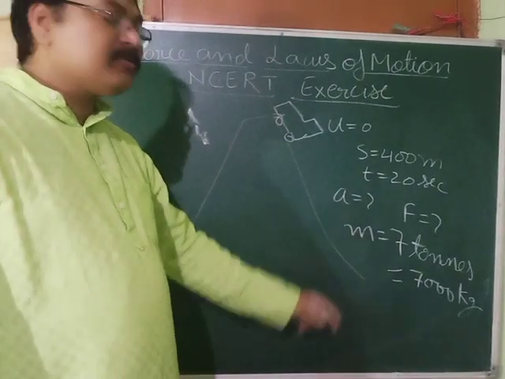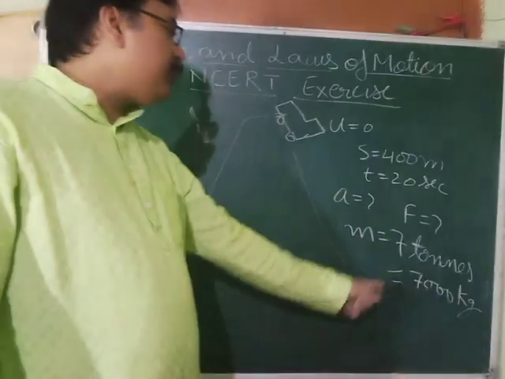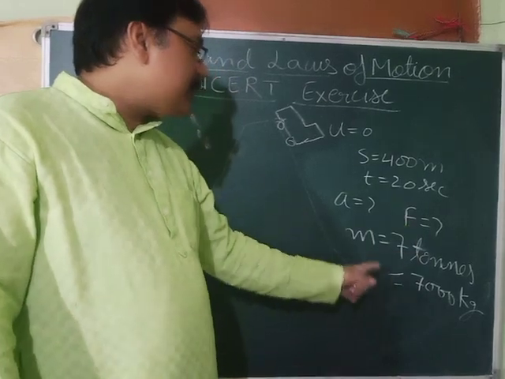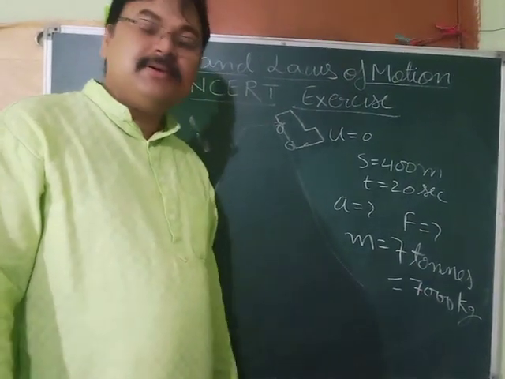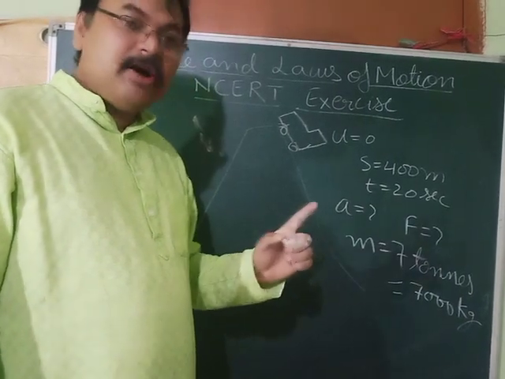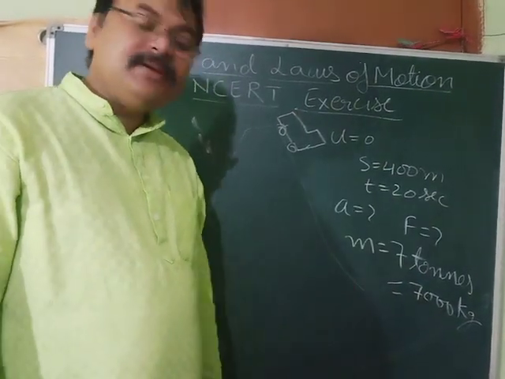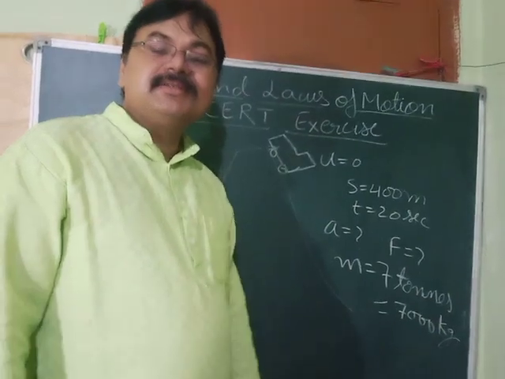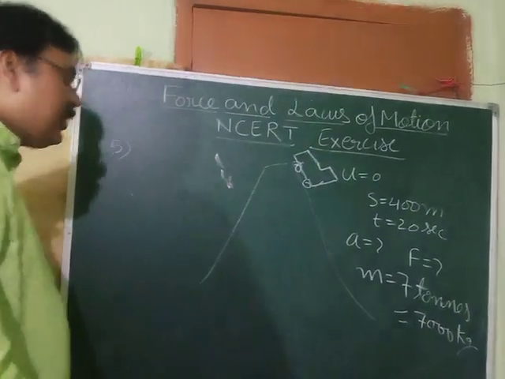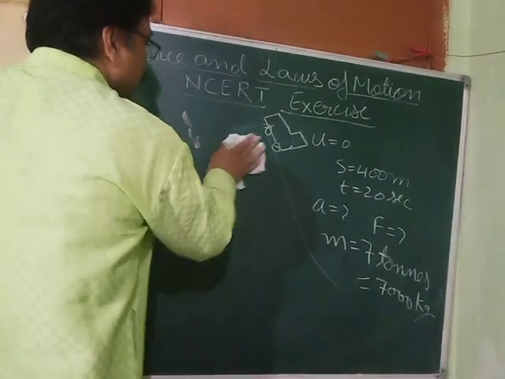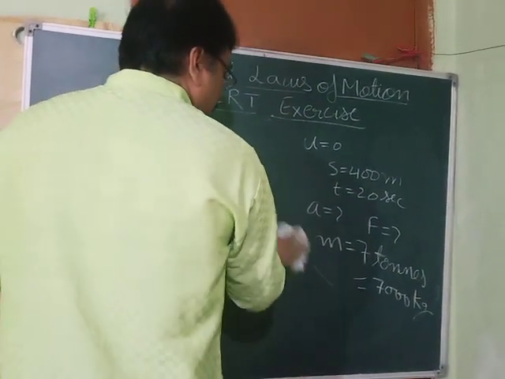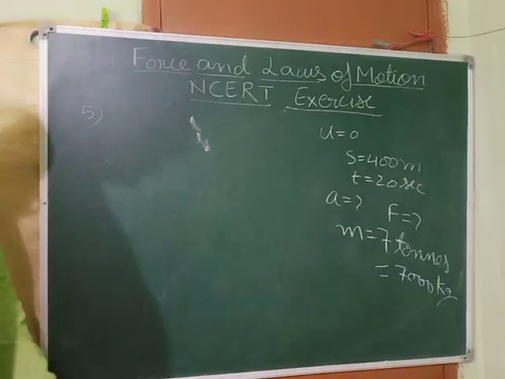What we have to find out? Acceleration, and we have to find out force also. For finding force, they have given extra information: the mass of the truck is 7 tons. 1 ton is how much? 1000 kg. So 7 tons is equal to 7000 kg. Now we can go for the solution part. I think you have understood the situation of the question.